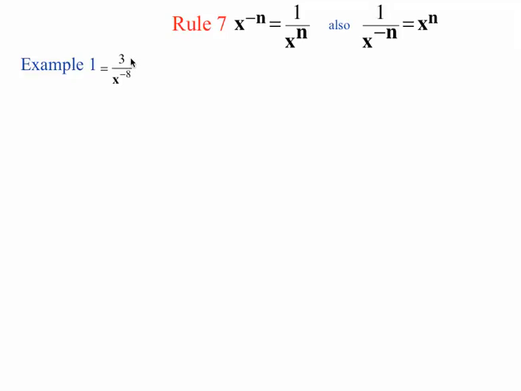All right, here's an example. We have 3 over x to the negative 8. Wrong floor, bring it up. So we have 3 times x to the positive 8.